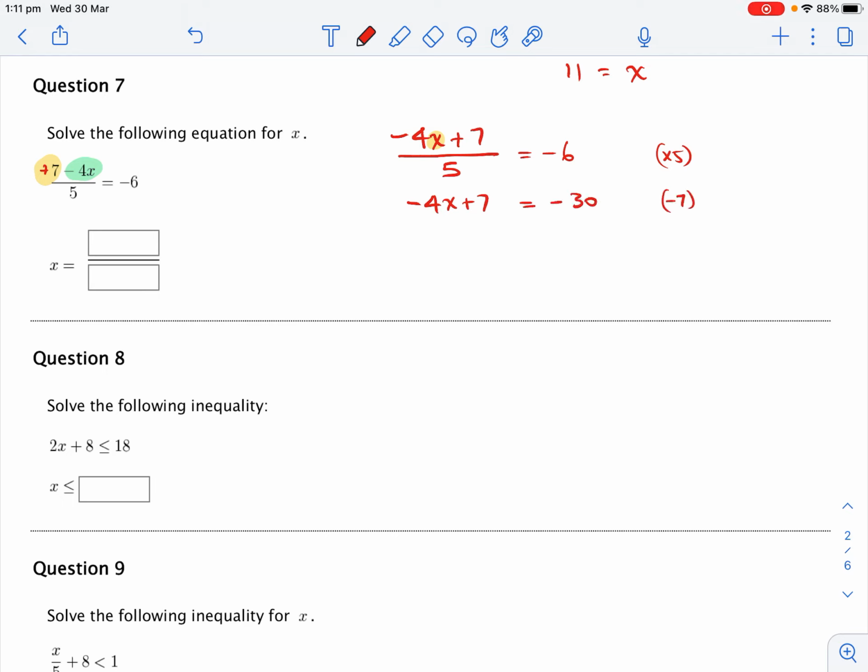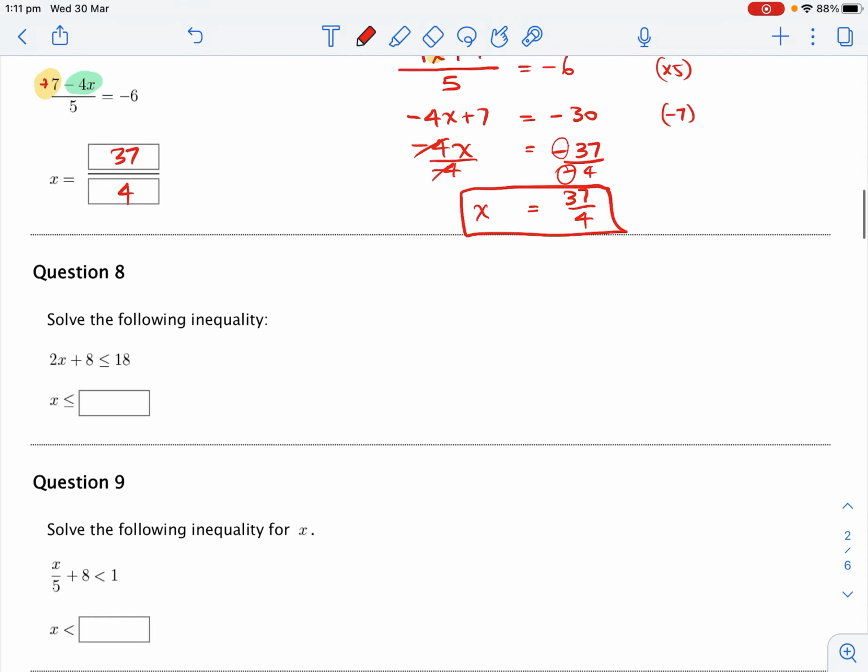Then going to subtract 7, which gives me negative 4x equals negative 37. And then I divide by 4, or in fact let's divide by negative 4 on both sides of the equal sign. On this side they cancel out and I've just got x on this side. Two negatives make a positive, so my answer is 37 divided by 4. And this fraction can't be simplified, so I actually just leave it like that as my final answer.